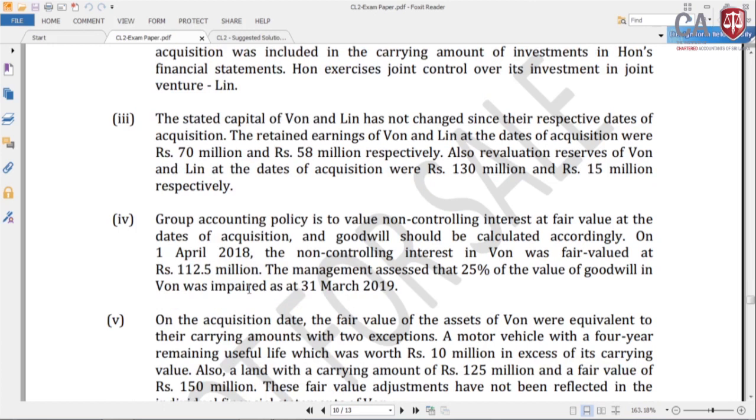calculated accordingly. On 1st April 18, the non-controlling interest in Won was fair valued at 112.5 million rupees. The management assessed that 25% of the value of goodwill in Won was impaired as at 31st March 19.